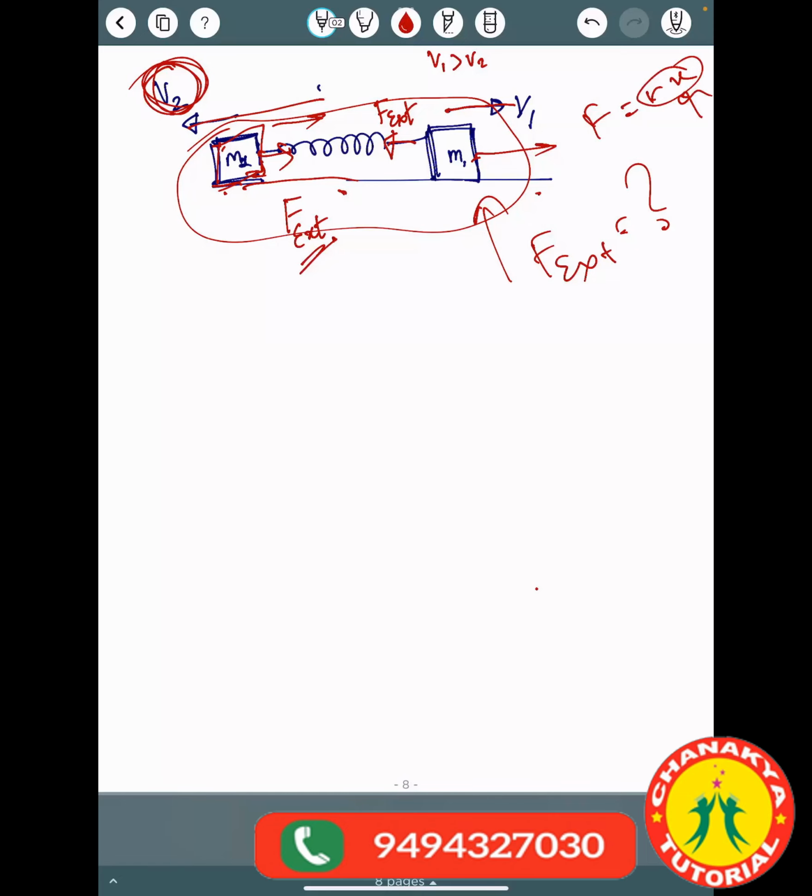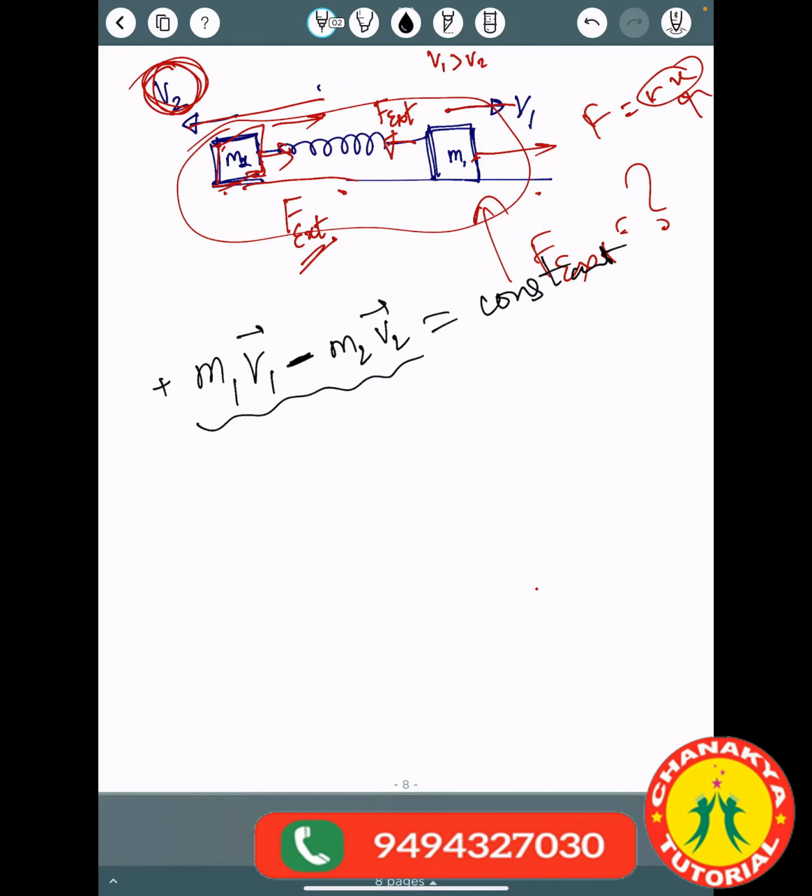You can say that, well, what is the initial momentum? M1 times V1 in the positive direction, minus M2 V2. I kept minus because it is in the negative direction. So this should be equal to a constant. This cannot change. After some time, let's say V1 changes, V2 changes, something happens, but that will always be equal to this value. Understood, everyone?